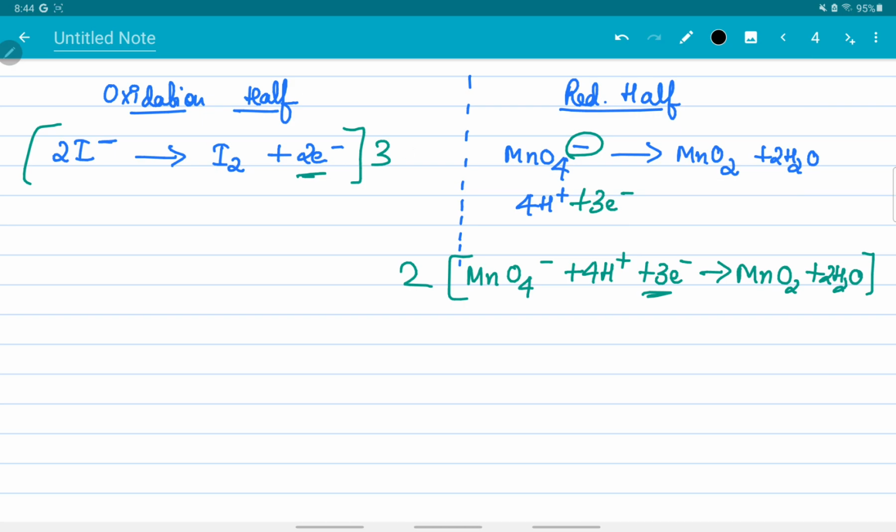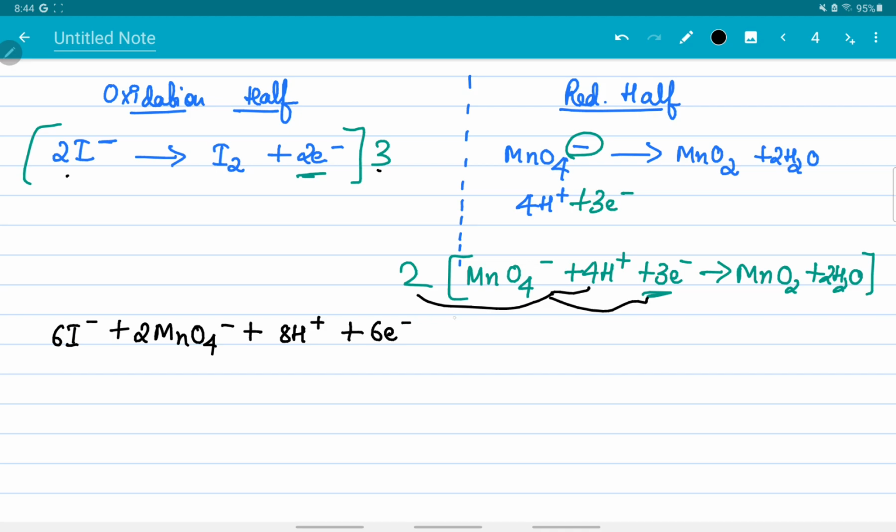So when I multiply this, now when you add them, you will add all the LHS to one side, and the RHS of both the equations to the other. When you multiply this by 3 and 2, it becomes 6I minus. Now for the reduction half, left hand side, you multiply everything by 2: 2 MnO4 minus, plus 2 into 4, that is 8 H plus, plus 2 into 3, that is 6 electrons.